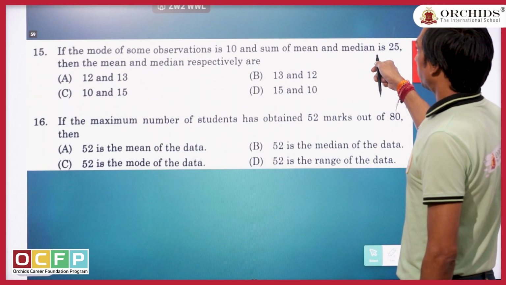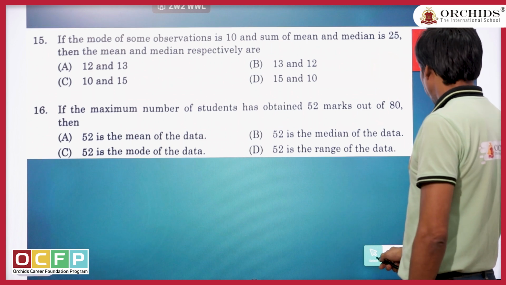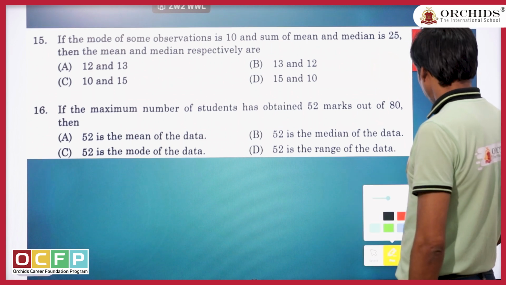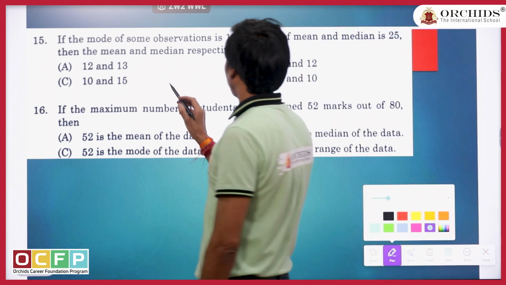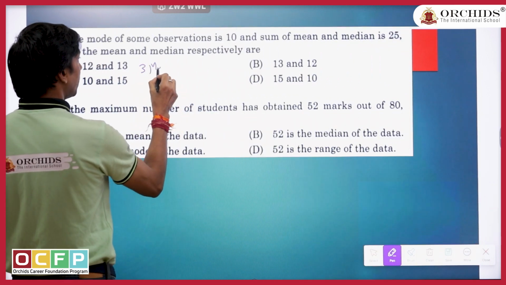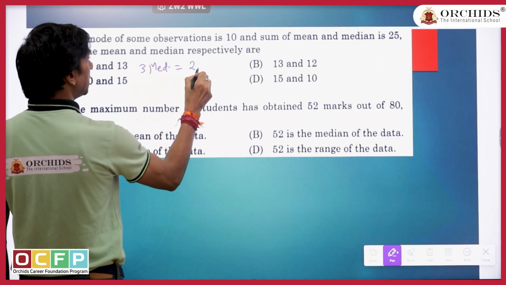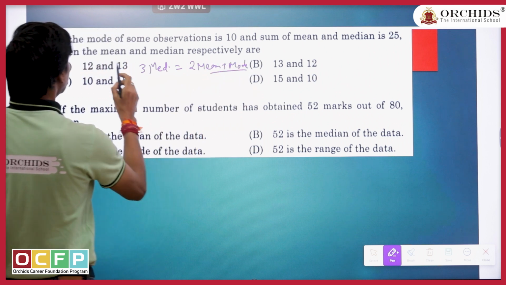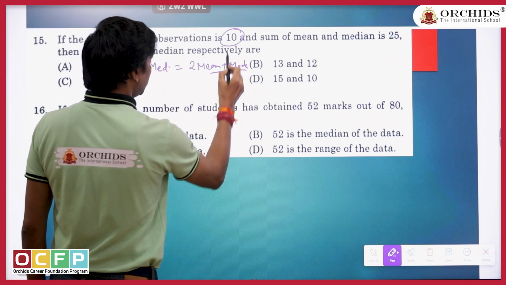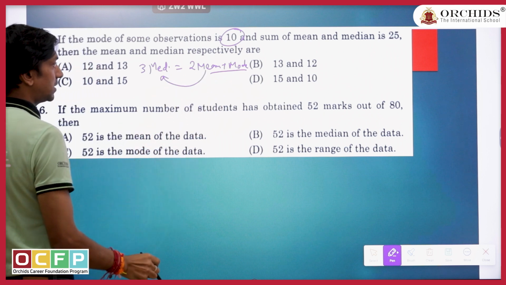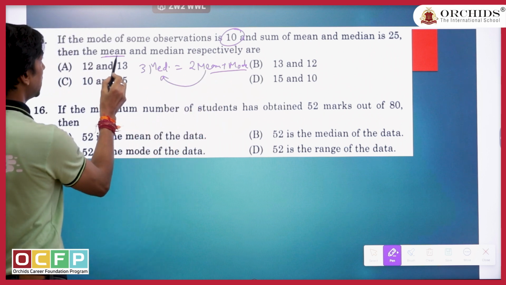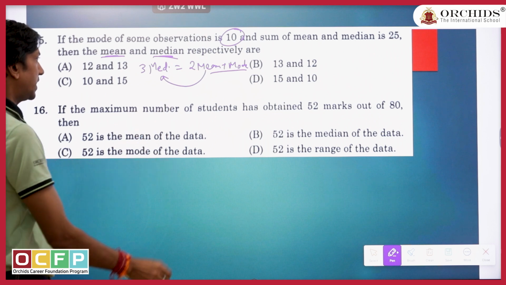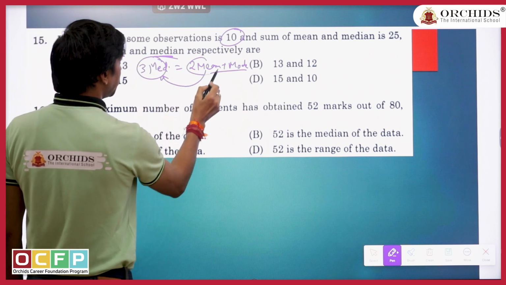The next question is from statistics. It's an empirical relation between mean, median and mode, and we know what that relation is. The relation between them is, we know, 3 times the median is equal to 2 times the mean plus the mode. So in this question, what is given? The mode is already given as 10. So we can keep the mode and take the rest to the other side. Now the first value in the option is the mean and the second value is the median. So we can directly check the options, right? 3 times the median minus 2 times the mean should be equal to the mode.